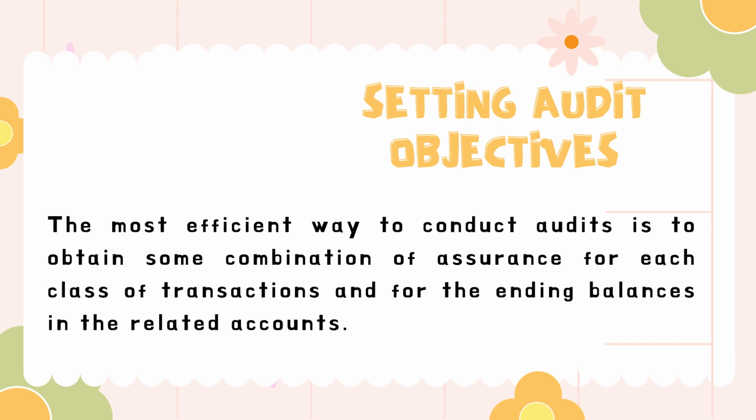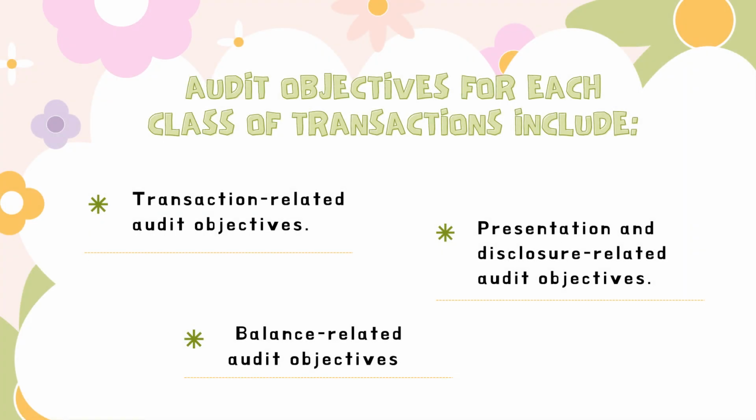Next, I will talk about setting audit objectives. The most efficient way to conduct an audit is to obtain some combination of assurance for each class of transactions and for the ending balance in the related account. There are several audit objectives that must be met before the auditor can conclude that the transactions are properly recorded. Audit objectives for each class of transaction include transaction-related audit objectives, presentation and disclosure-related audit objectives, and balance-related audit objectives.